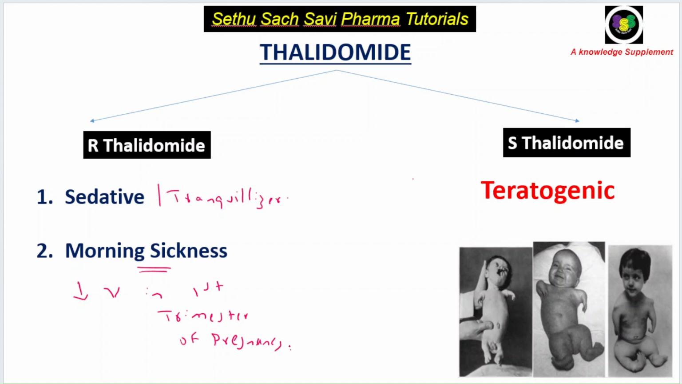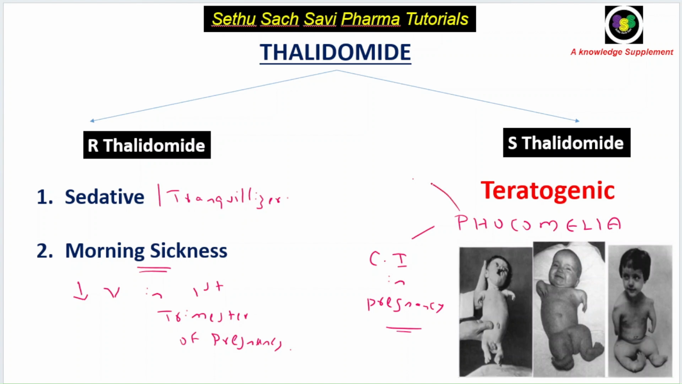Now, when reports came, there was severe malformation in children born to mothers using thalidomide. As you can see in this picture, there is severe malformation of the limbs and the arms. This effect is called phocomelia, and phocomelia is a teratogenic effect of thalidomide. Therefore, it is contraindicated in pregnancy, and later on, this drug was withdrawn from the market.